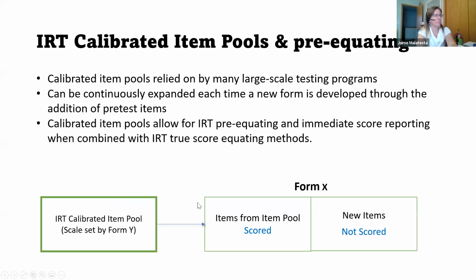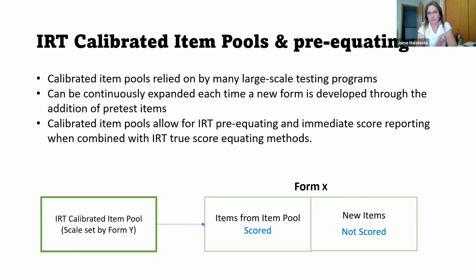From this item pool, we can build a new form, form X, and that contains two different types of items usually. Items from the item pool that have already been calibrated and scaled to form Y, so they've already had their item estimates estimated. They've already been administered to a group of examinees. But in addition to those items, you typically have new items that are called pretest items or field test items, meaning they've typically never been given to any candidates. They're brand new, and you need to collect data for those items.